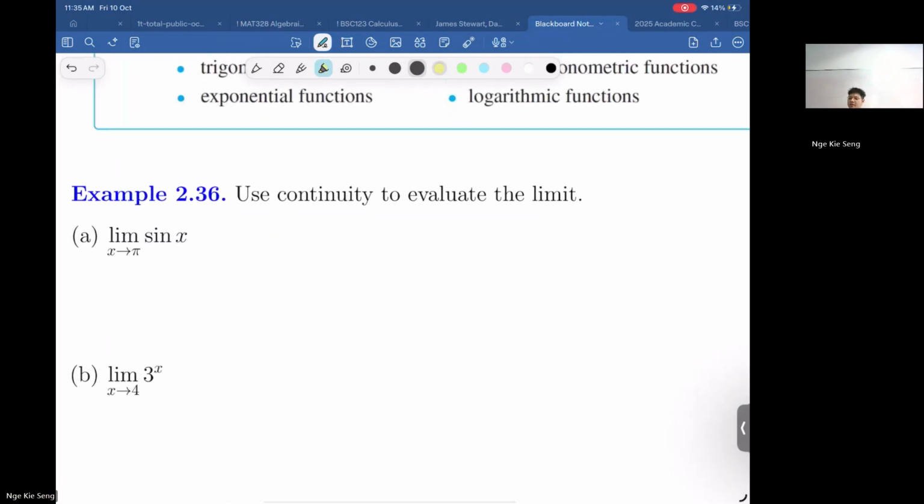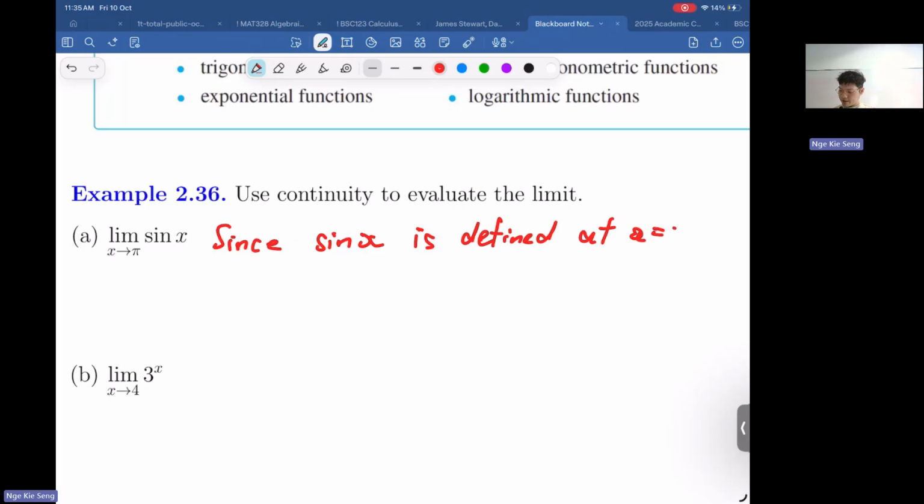So let's look at this example here. Since we know that sine x is defined at x equals pi, then we will say that the limit of x to pi of sine x is really just substitution. Okay, because we know that it's continuous there. So this is another reason you do substitution.